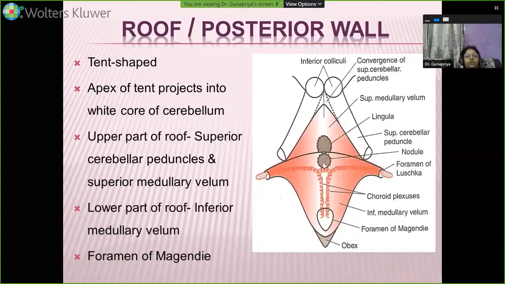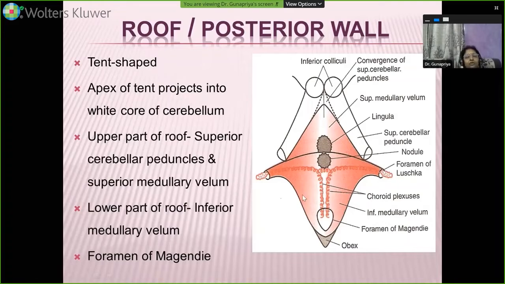The upper part of the roof is formed by the superior cerebellar peduncle and superior medullary velum. The lower part of the roof is formed by the inferior medullary velum. All these are just whitish fibers which are forming the tent-like posterior wall or roof of the fourth ventricle. They don't have any exact functional value, this velum or vela.